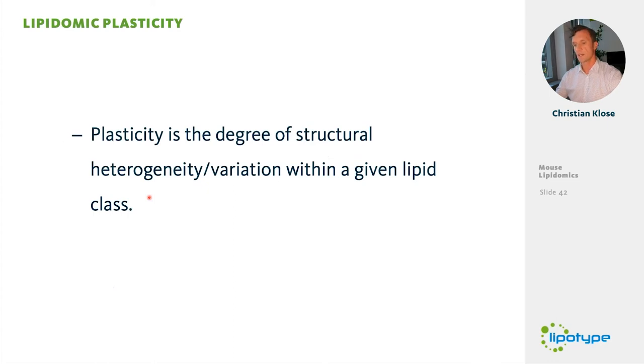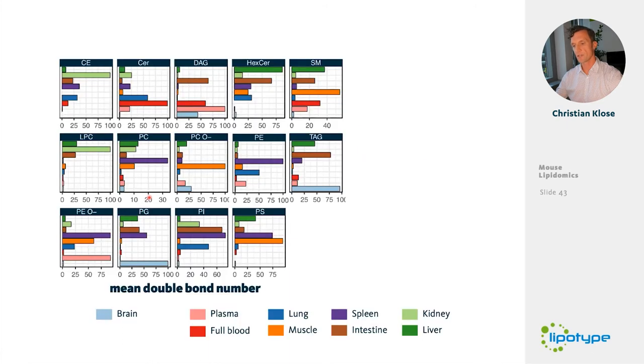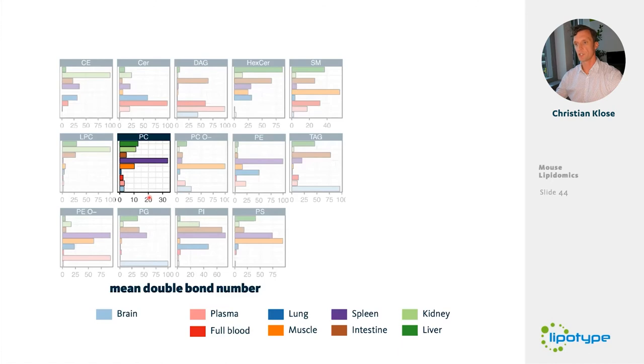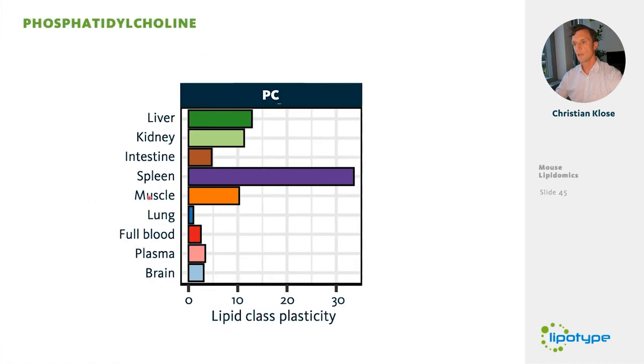And we calculated this plasticity parameter for the different lipid classes in different organs, as shown here, but let's focus on one class for simplicity, which is phosphatidylcholine. What we get out of this calculation is that, for example, spleen, as we've seen before, has a very high plasticity of its phosphatidylcholine lipid composition, while, for example, lung, but also the brain, has a rather narrow lipid species composition for phosphatidylcholines.